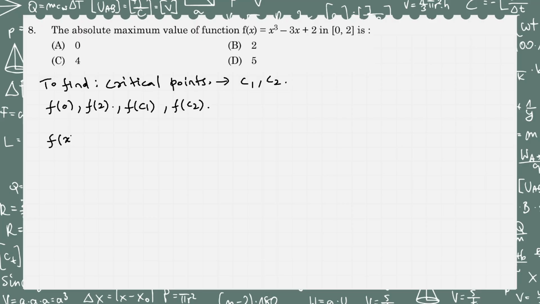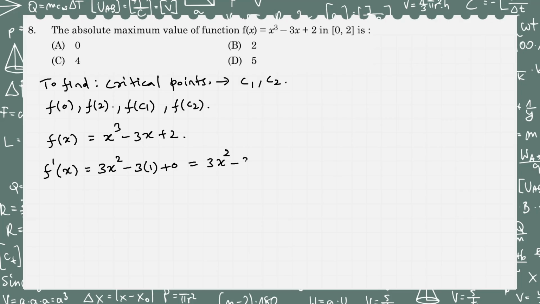So, let us take f of x, x cube minus 3x plus 2. So, f dash of x will be 3x square minus 3 times 1 plus 0, which is 3x square minus 3. And let us keep the second derivative also ready. So, it will be like 3 into 2x minus 0, which is 6x.